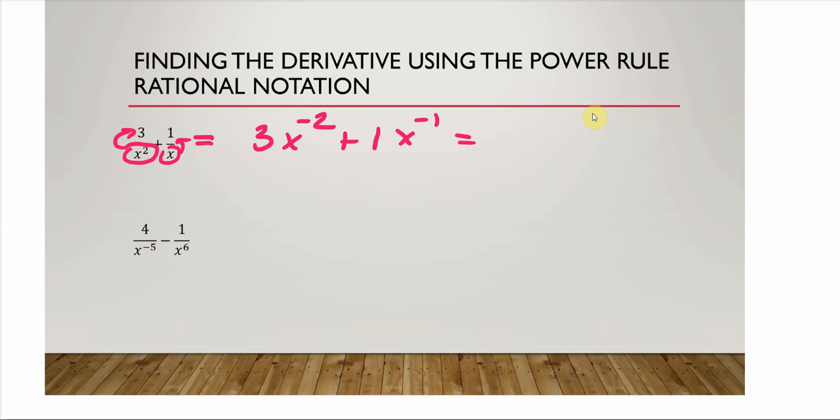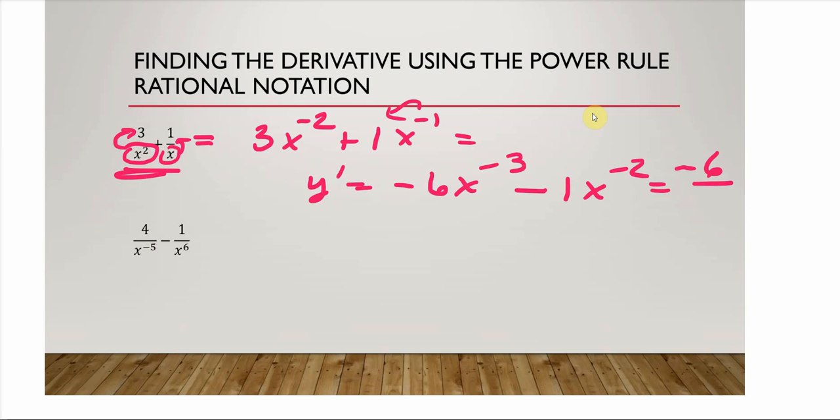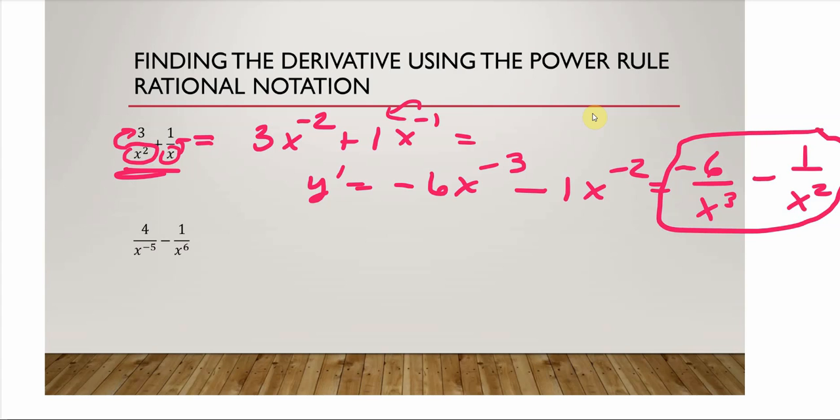And the derivative of this is going to be, okay, so let me put here, y prime is going to equal negative 6x to the negative 3. Here I'm going to multiply negative 1 times 1. That's going to be minus 1x to the negative 2. Now, if you want to, you can always rearrange it back into this notation. So my answer is going to be negative 6 over x cubed, and then minus 1 over x squared. And this is my derivative.